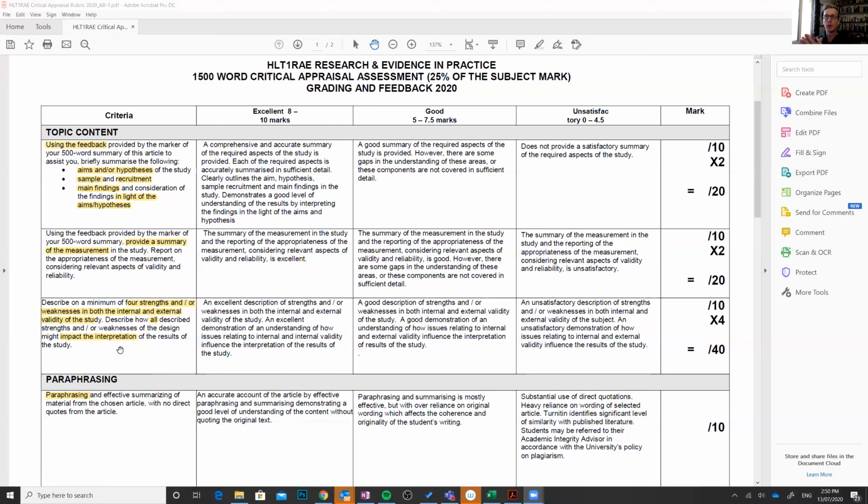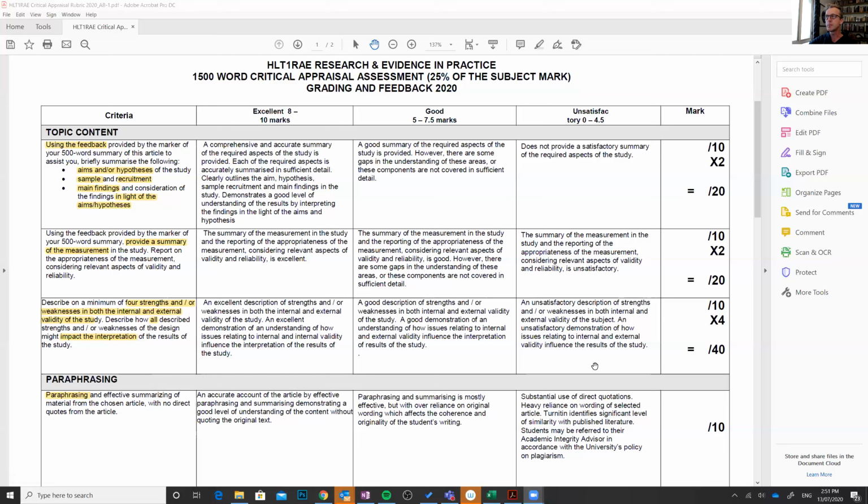That's really, really important. Now, if you have a look here, excellent: the summary of the measurement in the study and reporting of the appropriateness of the measurement, considering relevant aspects of validity and reliability, is excellent. So we want to see some evidence that you've engaged with this idea of validity and reliability. If you're freaking out right now because you don't understand validity and reliability, get back into it. Go and have another look. Identify what those validity issues and reliability issues are, what those big ideas are, and then have a look at your study and say, does anything match this particular study? Does anything not work here? And make sure you address that.